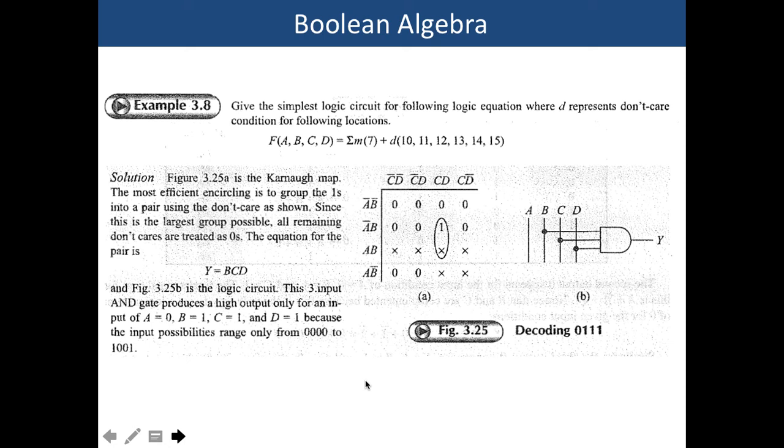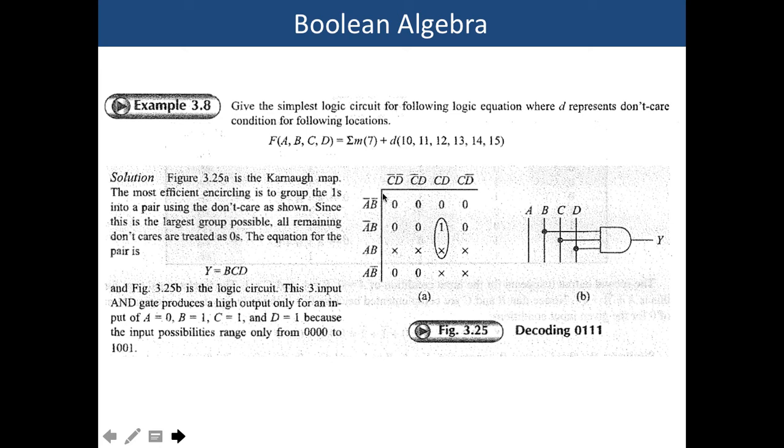Let's take another example. Give the simplest logic circuit for the following logic equation, where D represents the don't care condition for the following locations. Function F(A, B, C, D) = summation, minterm 7, plus don't care conditions 10, 11, 12, 13, 14, 15. In the don't care locations we will write a cross, in the minterm location we will write 1, and in the other locations we will write 0.